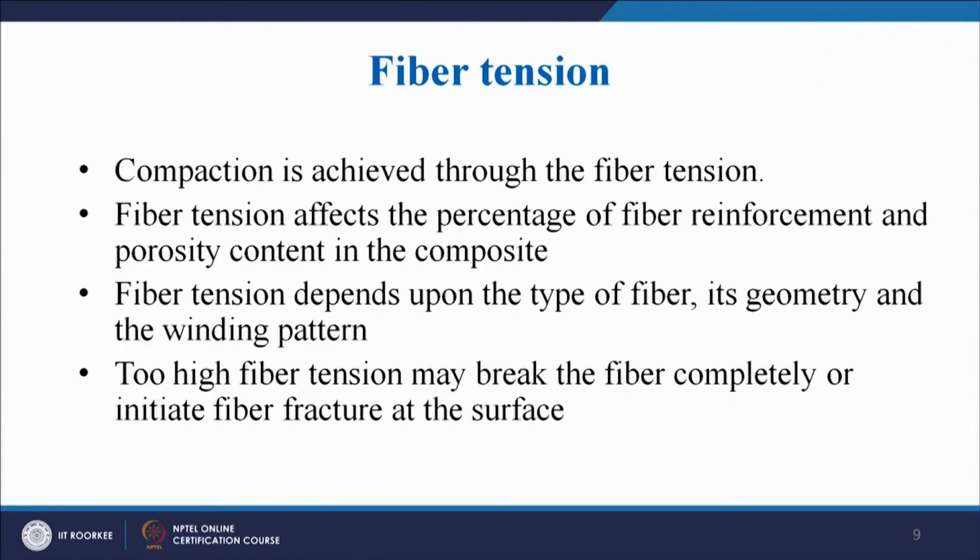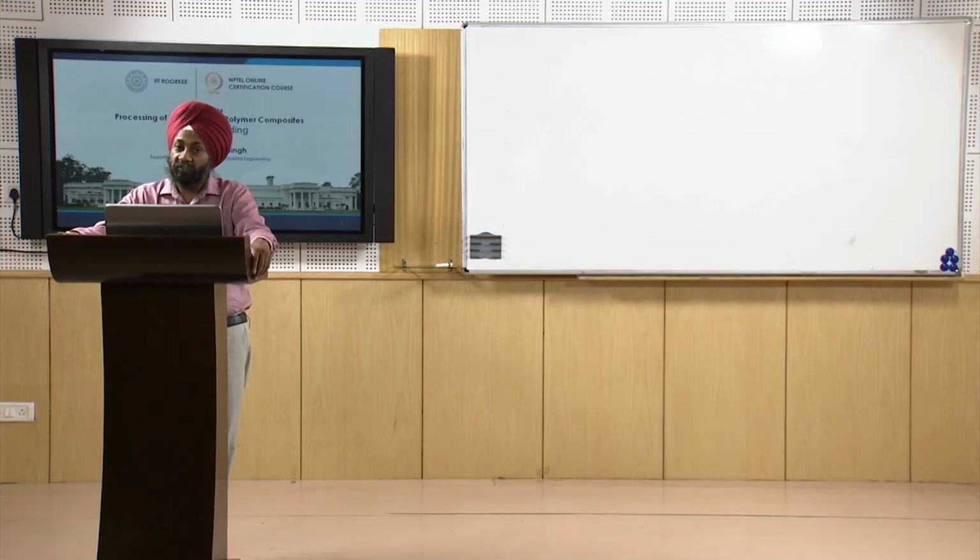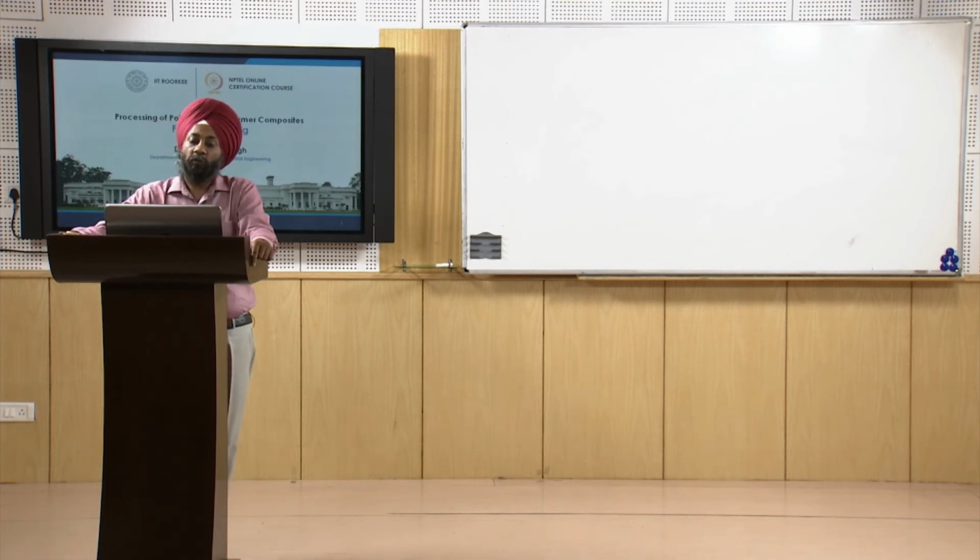Why? Because we are not applying any external pressure on the composite product being processed here. So the tension of the fiber will lead to the compaction of the composite product, and compaction is achieved through the fiber tension. Fiber tension affects the percentage of fiber reinforcement and porosity content in the composite. As we have already emphasized that we can get high fiber volume fraction in case of the filament winding process. Similarly, in the resin transfer molding process also, that is only achievable if we have good fiber tension. As well as the porosity will also be less if we have good fiber tension.